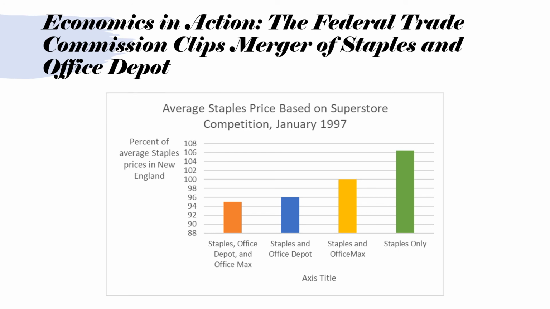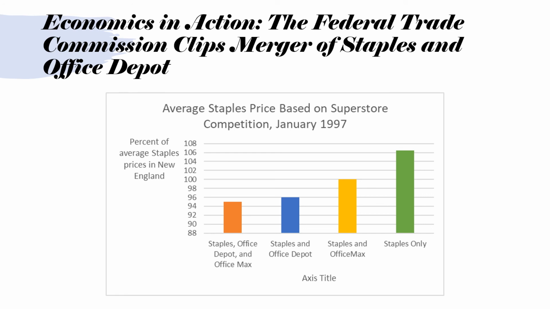At the time, each office supply chain had approximately 500 stores, and their combined annual sales were more than $10 billion. In April of 1997, the Federal Trade Commission voted to oppose the transaction and filed a lawsuit to block the merger. In its complaint, the FTC defined the product market as consisting of consumable office supplies sold through office supply superstores.